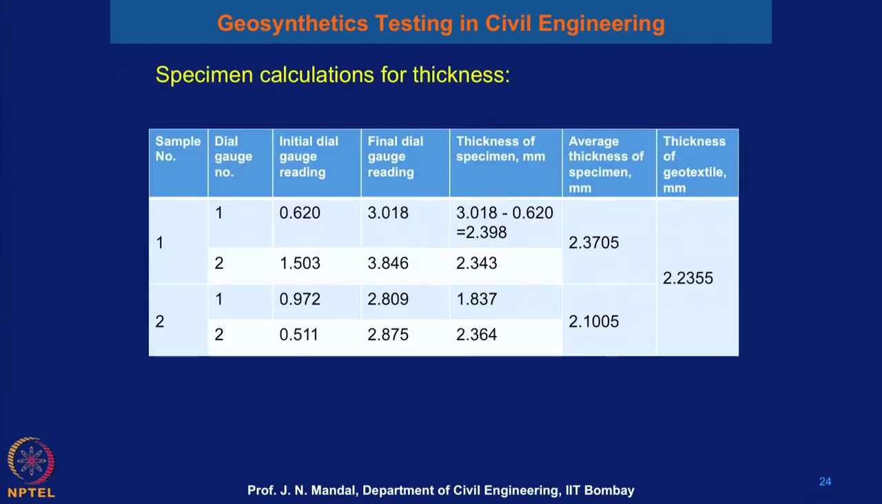Now, this is a specimen calculation for thickness of the geosynthetic material. This is sample number 1, with initial dial gauge reading 0.620 and final dial gauge reading 1.503 for sample number 1. Similarly, for sample number 2, the initial dial gauge reading is 0.972 and the final dial gauge reading is 0.511.